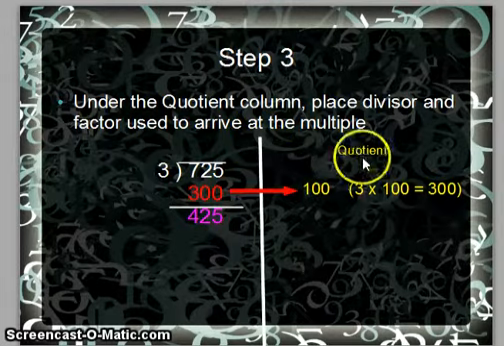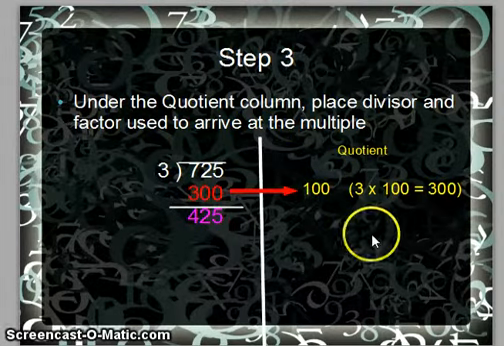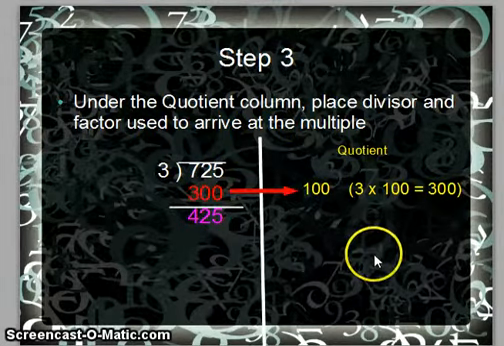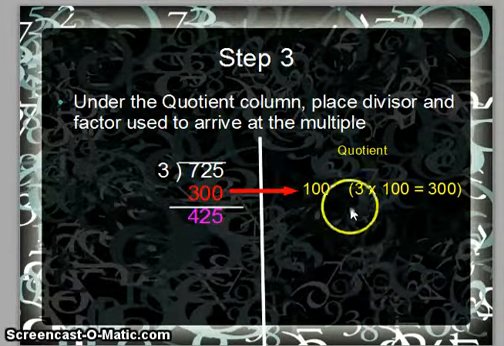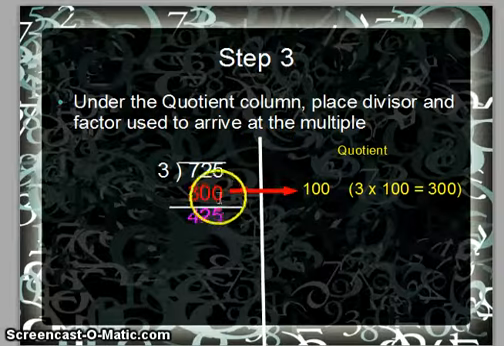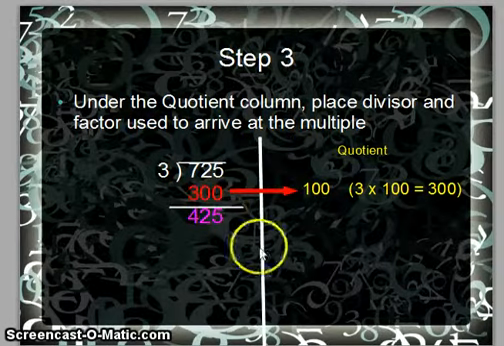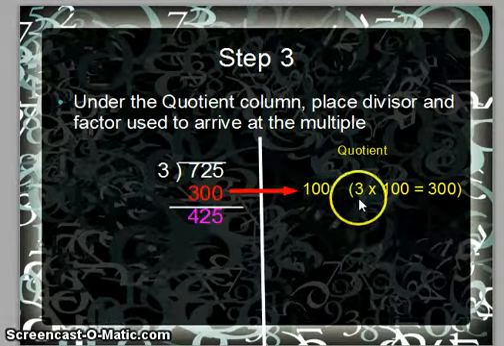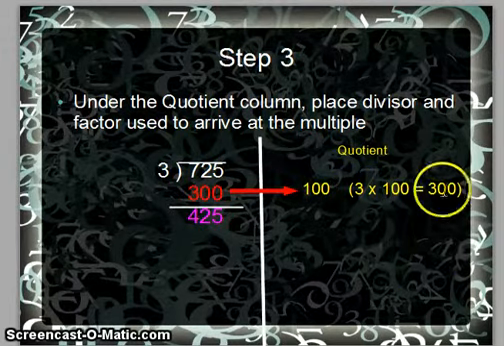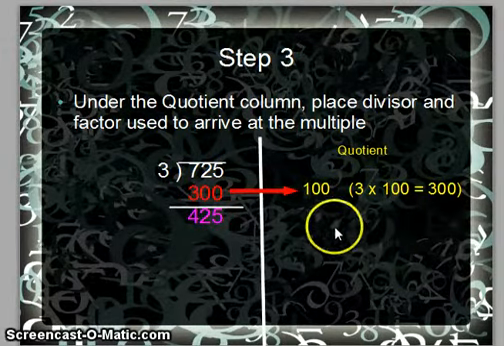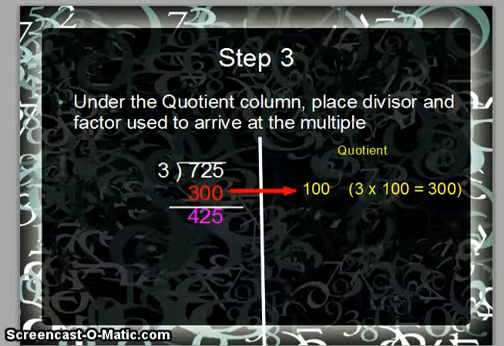Step 3, under the quotient column, you want to create a quotient column next to your problem. Place the divisor and the factor used to arrive at the multiple. So the multiple you arrived at was 300. We arrived at that number by multiplying 3 times 100, which equals 300. So our quotient is 100.